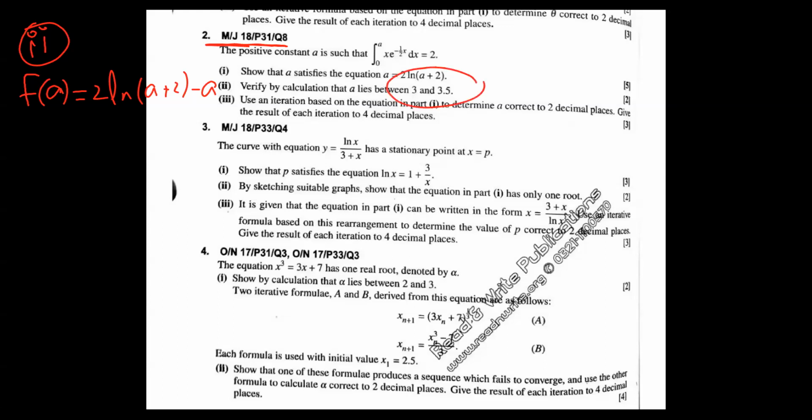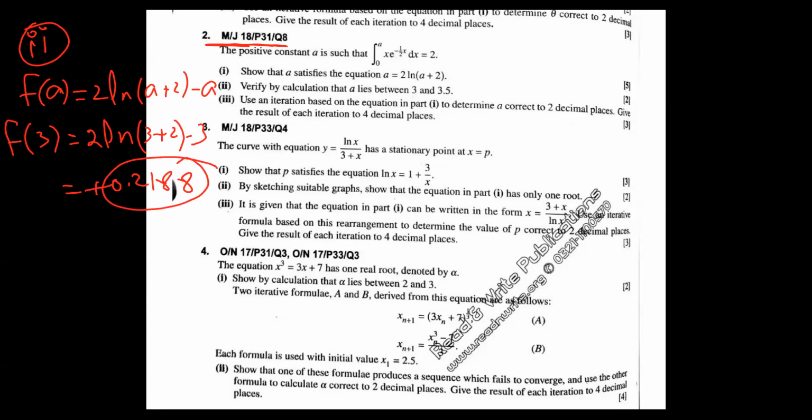I put first because check 3 and 3.5. So one time I'm putting 3. When I put in 3, let's see what is going to happen. Okay, let me type it for you in the calculator. So 2 times 2 logarithm 5, because 3, okay, and minus 3. It is giving me positive 0.2188. The value is not a matter, only the sign is what we are concerned with.